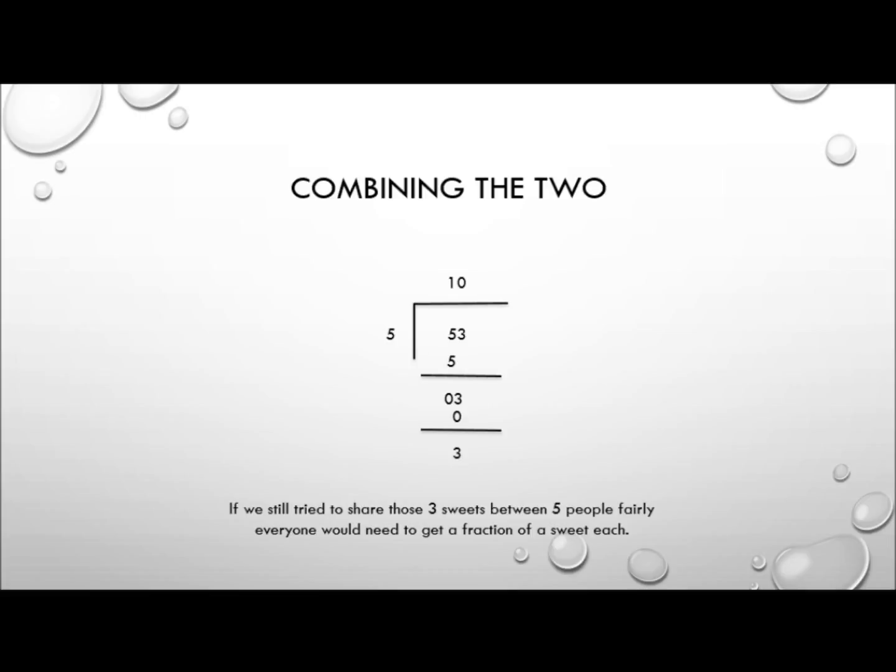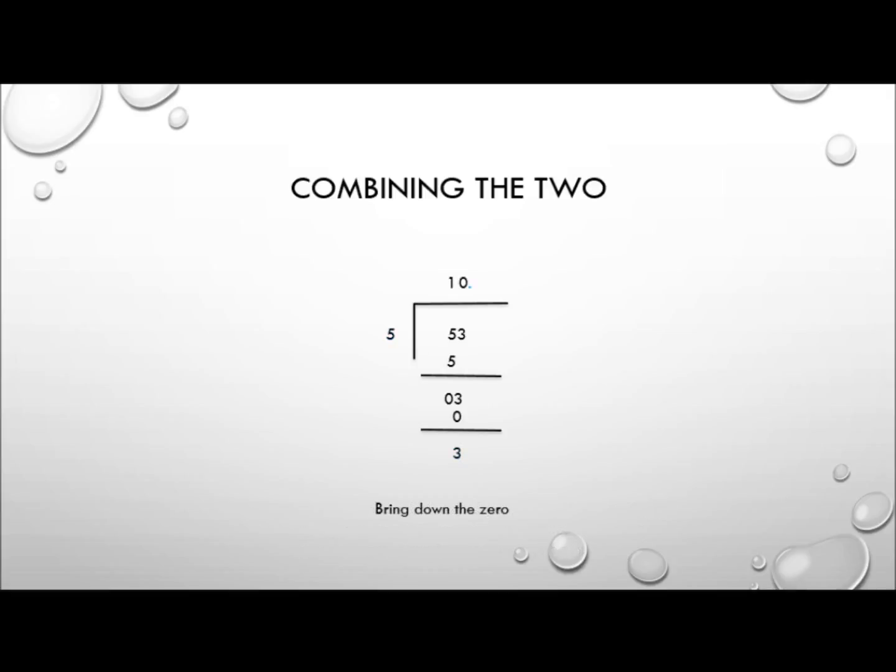If we still tried to share those 3 sweets between 5 people fairly, then everyone would need to get a fraction of a sweet each. If there was just 1 sweet to share between 5 people, it's fairly obvious everyone would get 1/5 of a sweet each. But since there are 3 sweets left over, then everyone gets 3/5 of a sweet each.